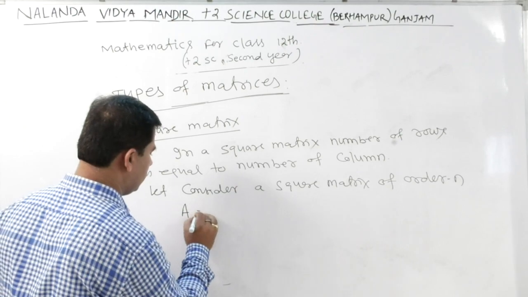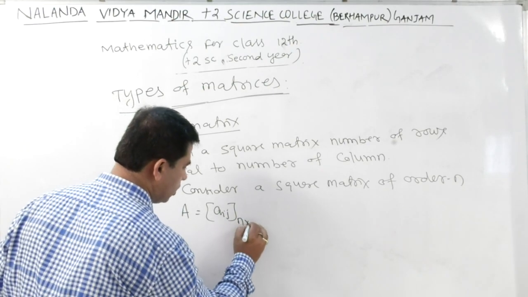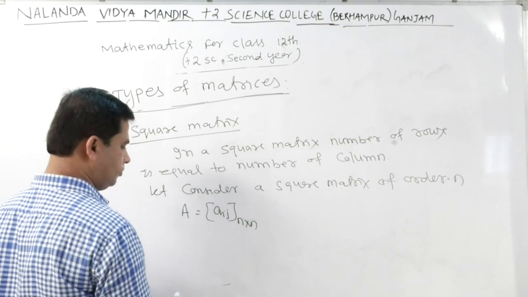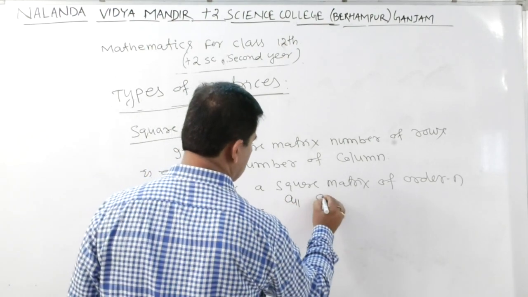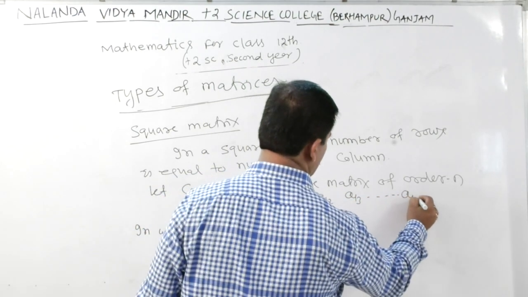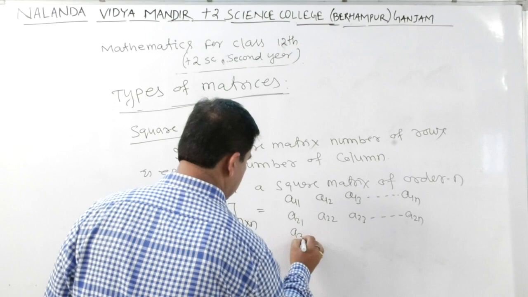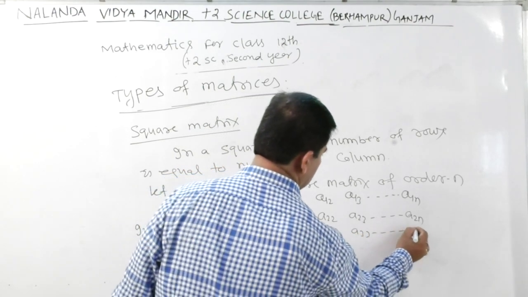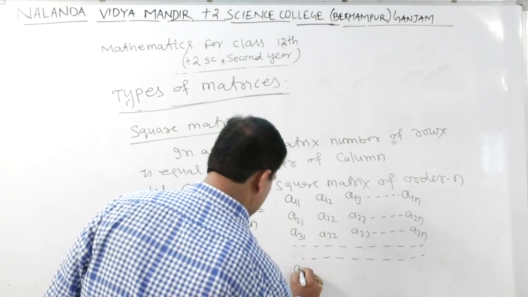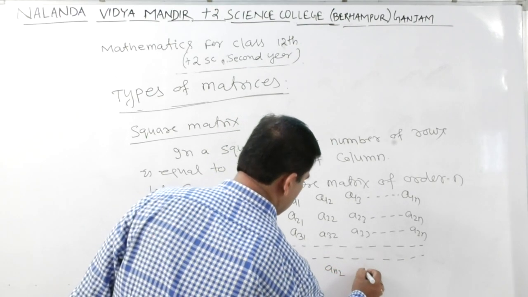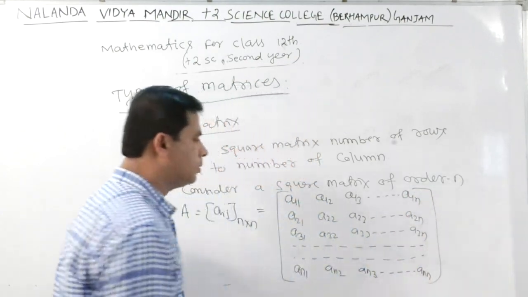That matrix can be denoted by A_ij of n cross n, with n rows and n columns, which can also be written as A11, A12, A13, A1n, A21, A22, A23, A2n, A31, A32, A33, A3n. How many rows? n rows. Therefore, the last row can be written as An1, An2, An3, Ann. This is our square matrix.